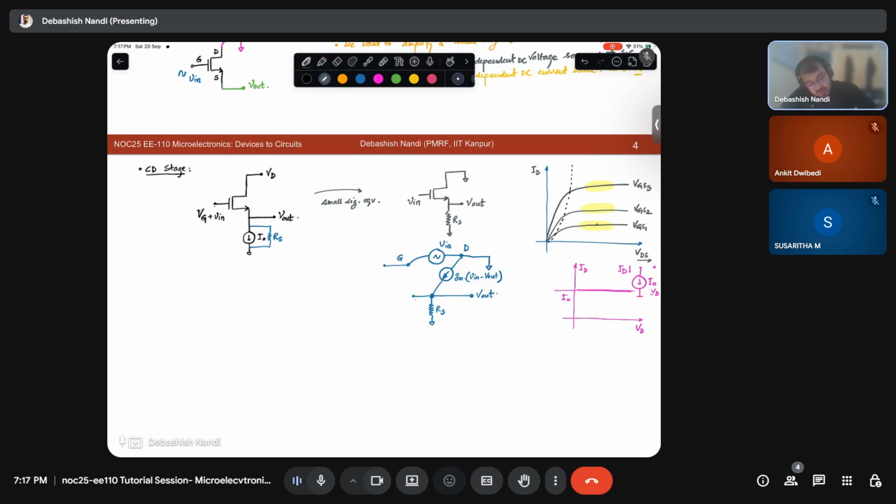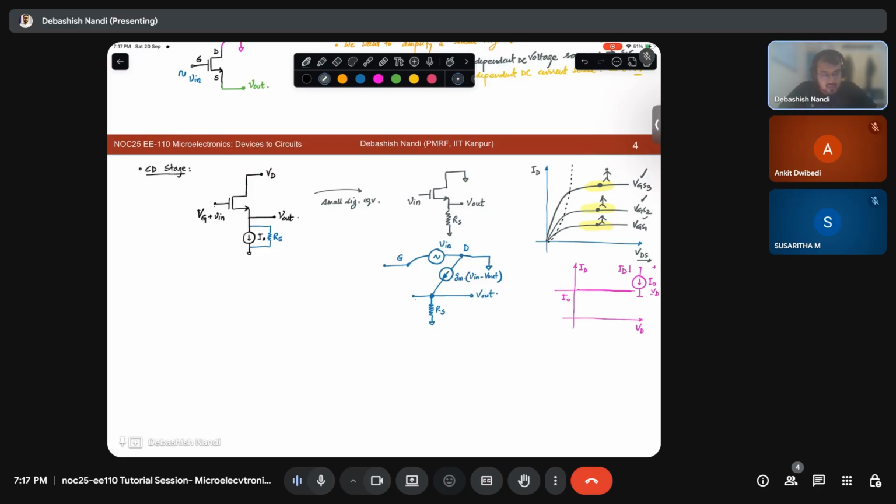Now, why is it a voltage controlled current source? Because the value you can change with respect to VG. You can hop from one point to another. Let's say you are here now, then if you increase VG, you are at a different value, then increase VG again, you are at a different value, right? So it becomes a voltage controlled current source. So that is why we do it like this.